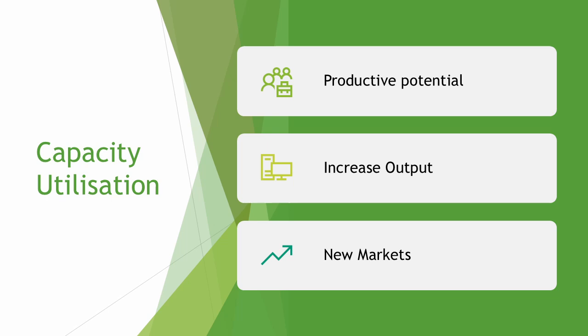Capacity utilization is the percentage of a firm's productive potential that is actually used. Capacity utilization is raised by increasing output or expanding into new markets to use resources more efficiently. Raising capacity utilization prompts trade as firms look abroad to sell surplus output and maximize production efficiency.